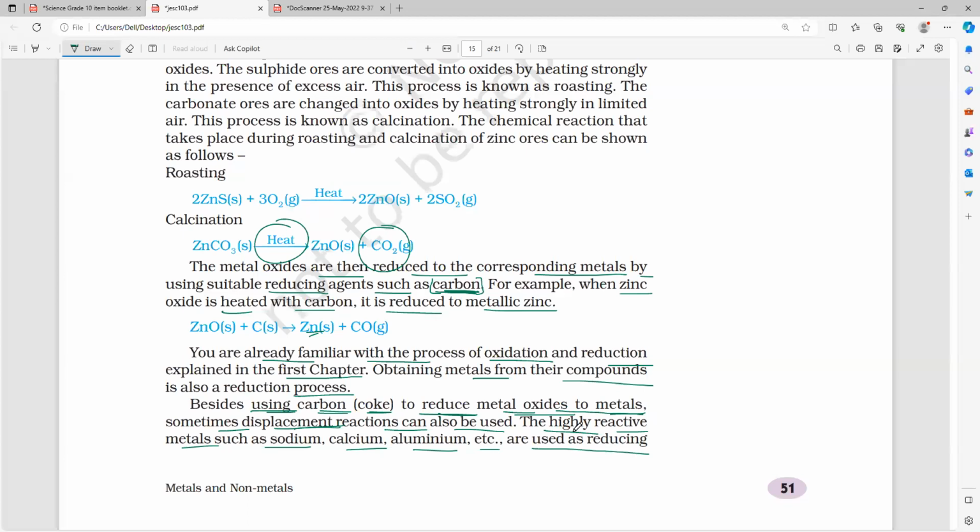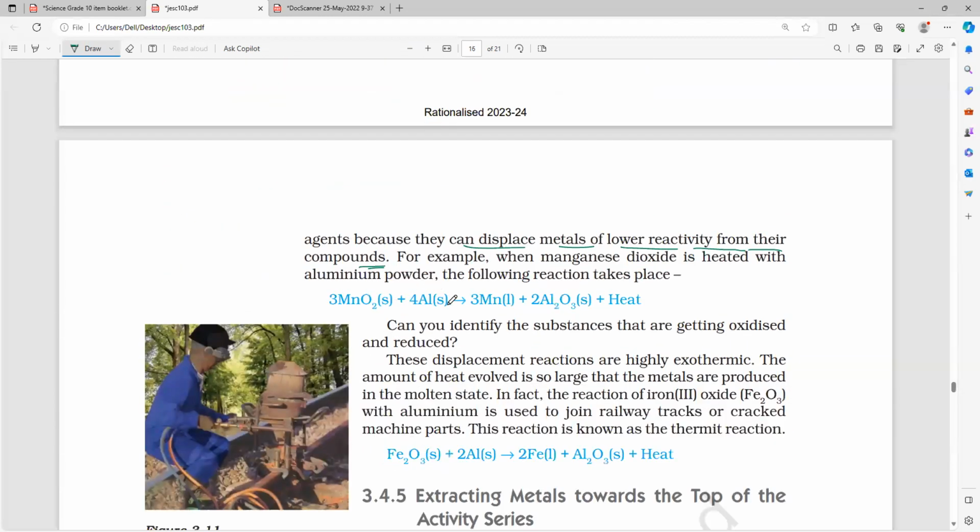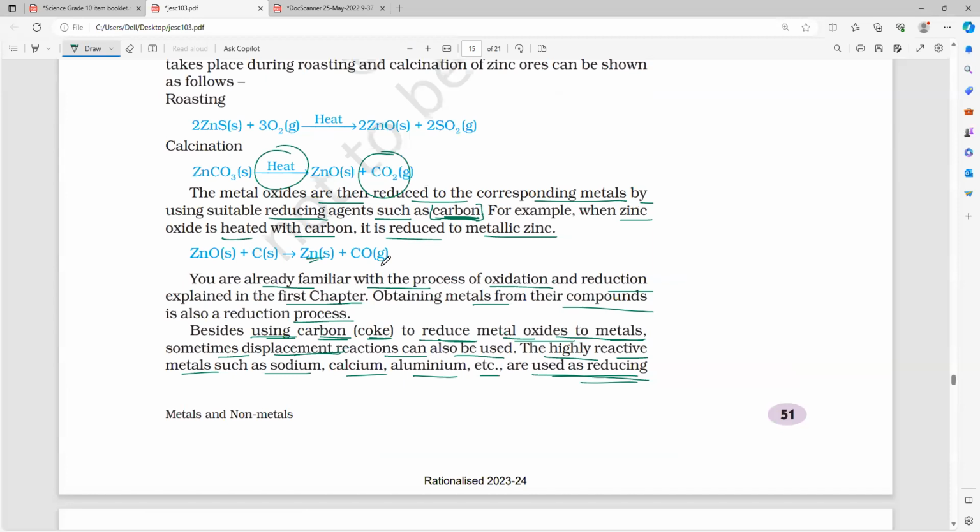The highly reactive metals such as calcium and aluminum are used as reducing agents because they can displace the metals of lower reactivity from their compounds. So sometimes a displacement reaction can also be used, besides using carbon to reduce the metal oxides. Now I am trying to heat the metal oxide with carbon, but carbon dioxide gas is not releasing. It means the given metal is either more reactive or less reactive than carbon. That is the answer.